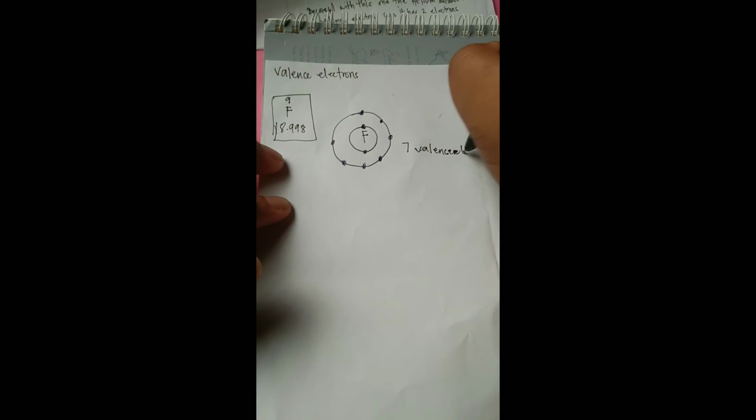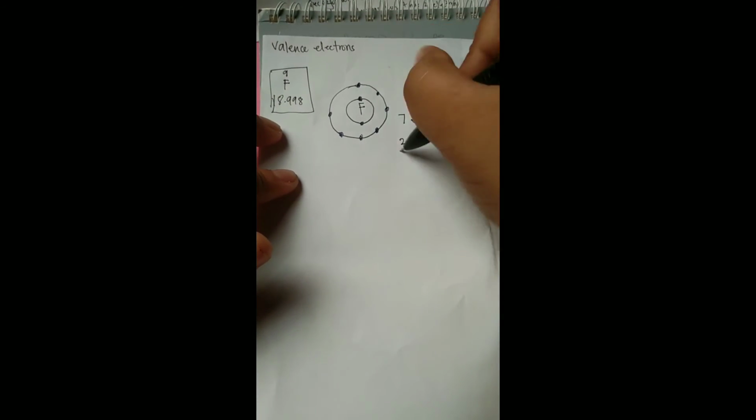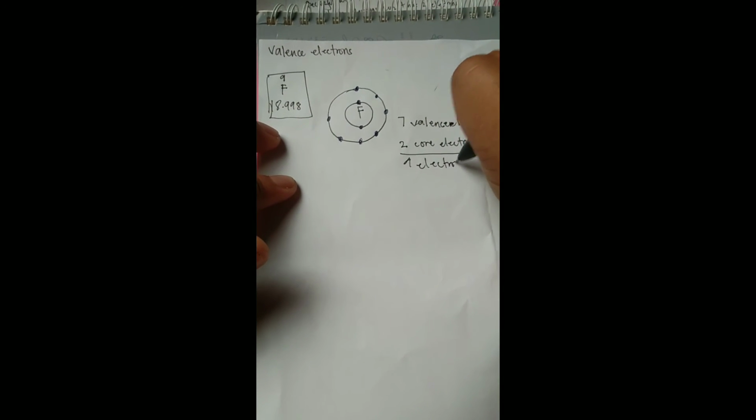So yun nga po, dahil po may 9 electrons ang fluorine, yung 2 nasa core electrons, and yung 7 is nasa outermost shell. Meaning, ang valence electrons ng fluorine is 7. And the core electrons is 2. So dito naman po, ginamit ko yung atomic number ng aluminum which is 13.